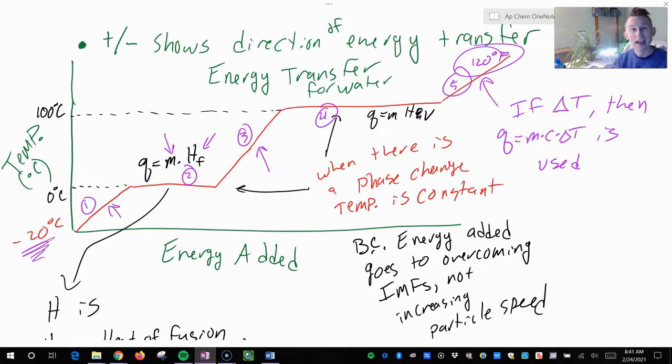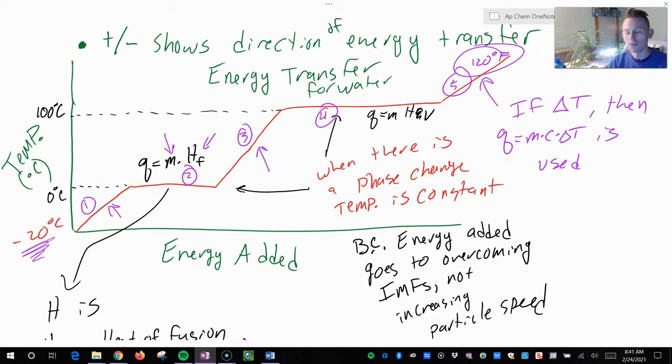And you'd have to, in the end, add all of those pieces up together in order to get the total amount of energy. And it would be a positive value because energy is going into it. If it was reversed, like how much energy would be required to be taken out of the system to go from 120 down to -20, then it would be the same quantity, but just opposite sign.